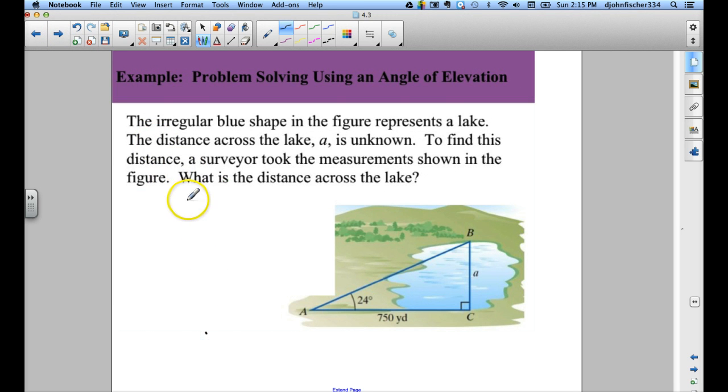So let's look at this object. The irregular blue shape is the figure that represents a lake. The distance across the lake, A, is unknown. To find this distance, using the measurements shown in the figure, what is the distance across the lake? If I look at the angle and the sides, I have the opposite side and I have the adjacent side. I'm going to use tangent on this one. So tangent of 24 degrees is equal to A over 750. I put this over 1 and cross multiply. I'm going to have A is equal to 750 times tangent of 24. Now I might go to my calculator and solve that.